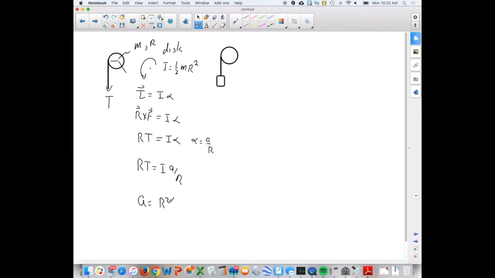R squared T over I. And if you remember that I for a disk was 1/2 mr squared, we end up with T R squared over 1/2 mr squared. The r's cancel out, and we get T over 1/2 m. So again, force divided by mass gives us acceleration.